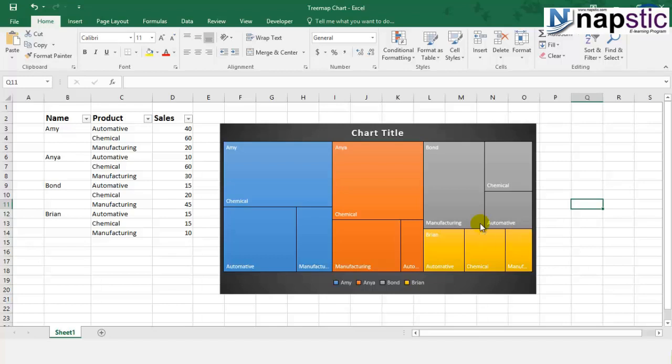We're just going to see one more version of hierarchical charts, wherein we're going to see the sunburst chart. It's equally interesting, so let's do the sunburst chart.